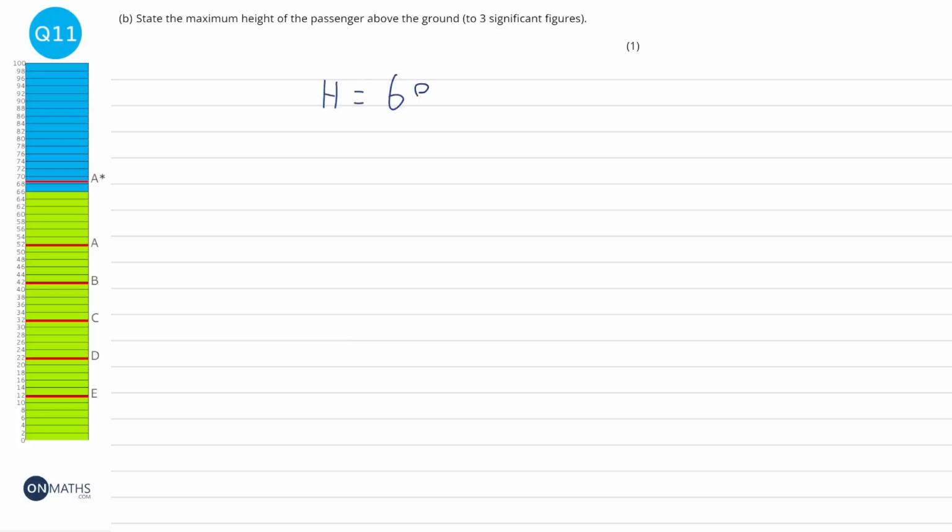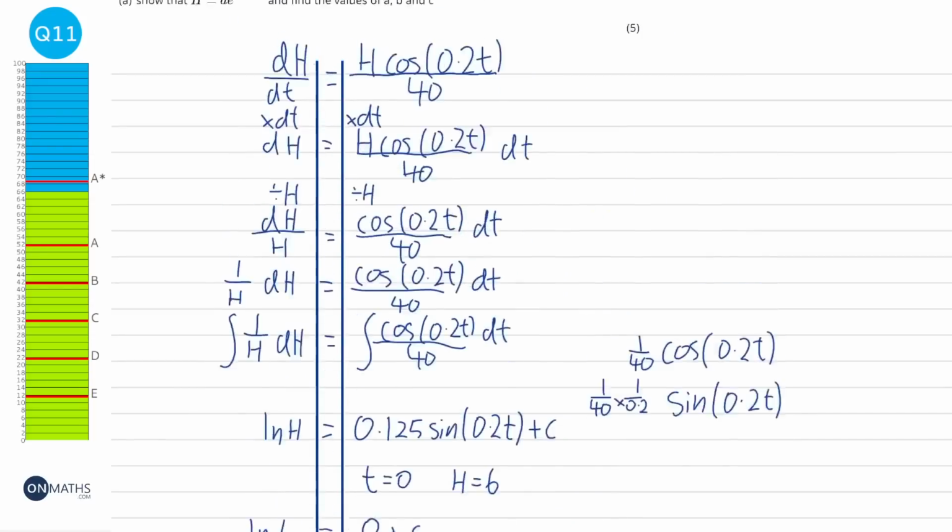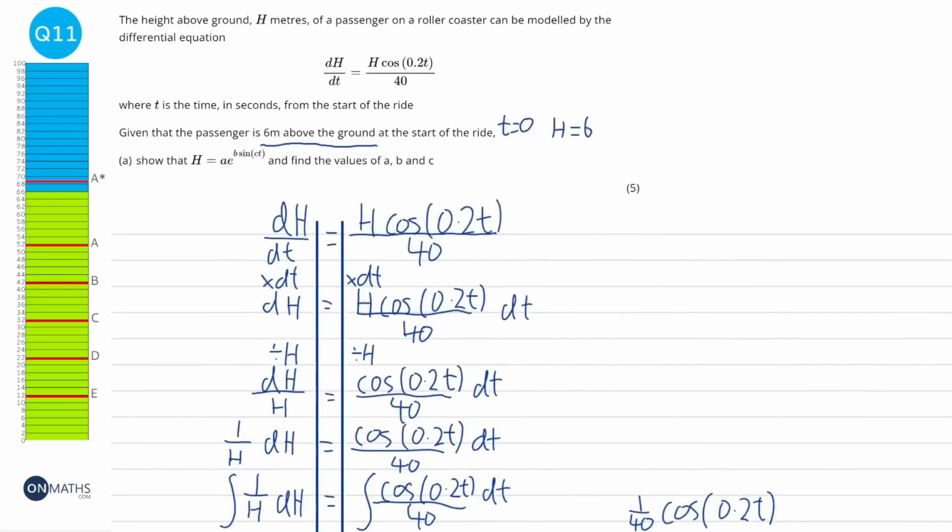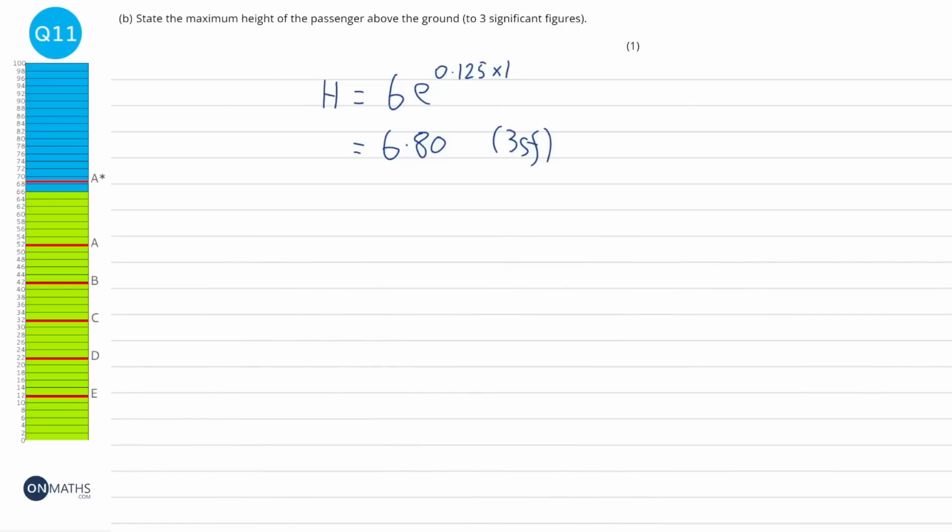So 6e to the power of 0.125 times 1. And when you do that on the calculator, you get 6.8023 significant figures. And let me just check what the units are. So it says in meters, so our units will be meters.